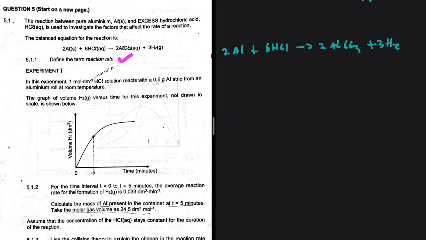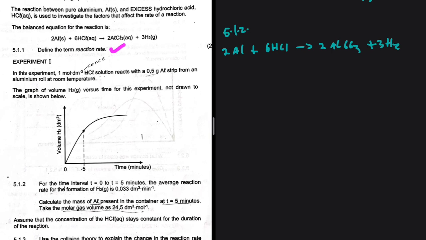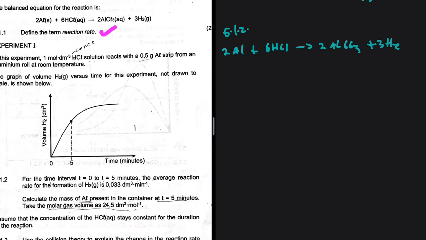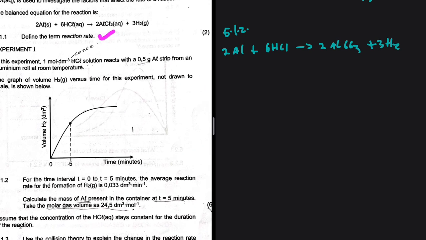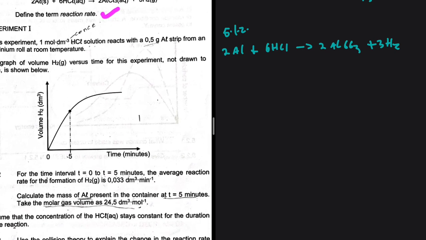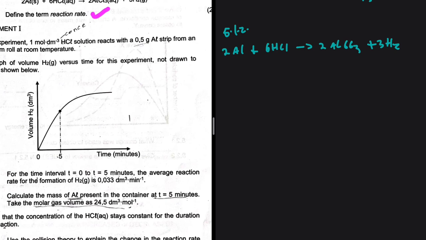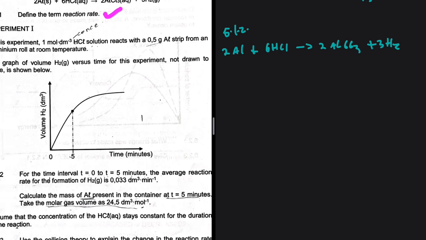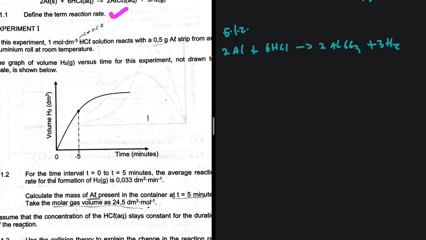5.1.2. For the time interval t equals 0 to t equals 5 minutes, the average rate for the formation of H2 is 0.033 decimeter cube per minute. Calculate the mass of aluminium present in the container at t equals 5 minutes. Take the molar gas volume as 24.5 decimeter cube per mole. Okay, so let's take a look at what is happening. We are looking for the mass of aluminium that is left at t equals 5 minutes.